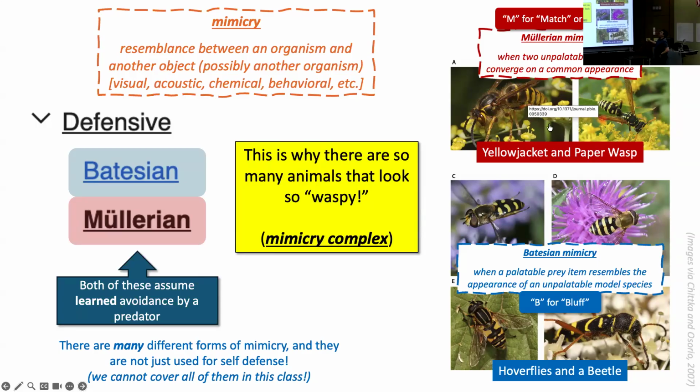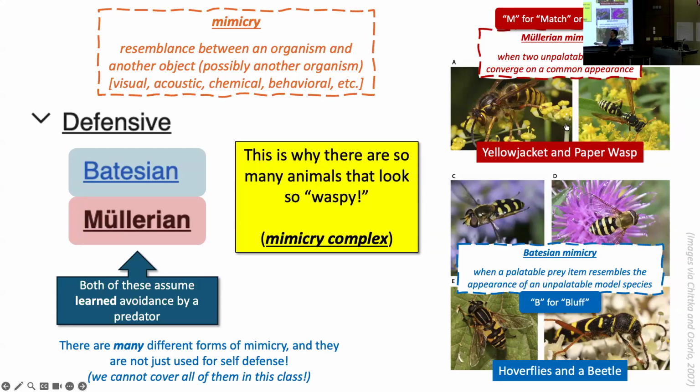But if they both share the same signal, then as the predator is learning from one, it's actually learning about the other as well. So the idea that Mueller came up with is that if there are several unpalatable species that have the ability to express very similar signals, then it'll be beneficial for them to converge on the same types of signals, because that reduces the amount of experience you need with one species in order to learn that species is unpalatable.